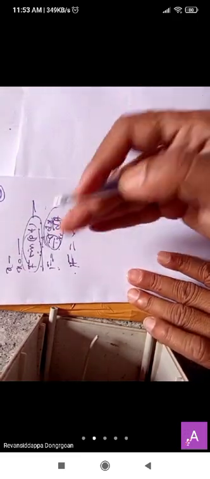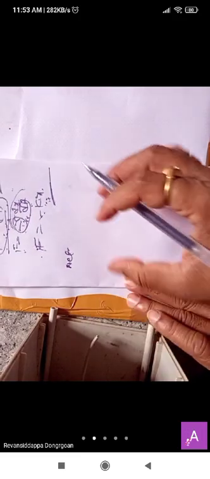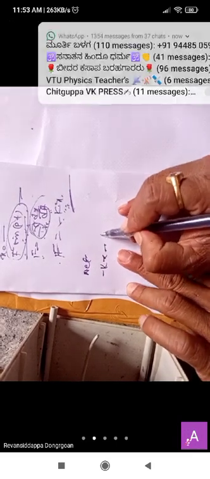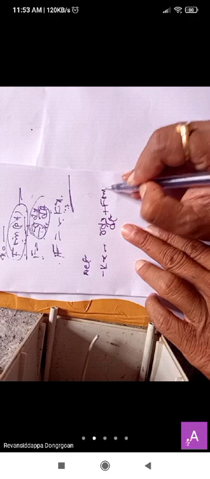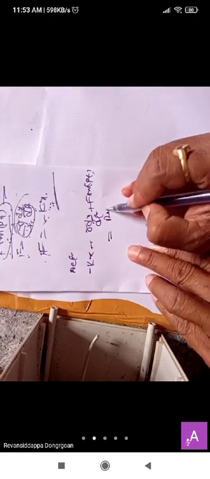Based on this, how will we write the net force? The net resultant force can be written as the sum of these forces, beta: minus kx, plus minus r into dx by dt, plus F sin pt, equal to the resultant force.